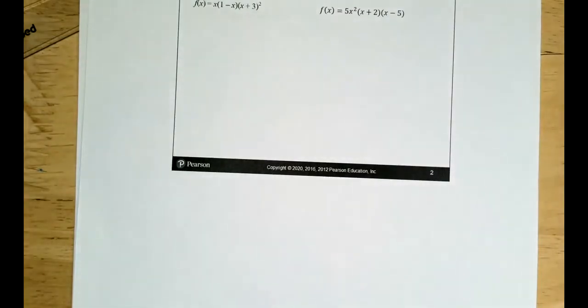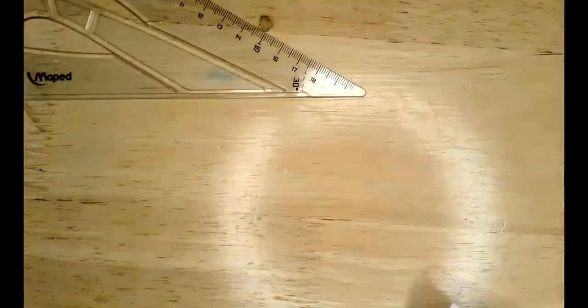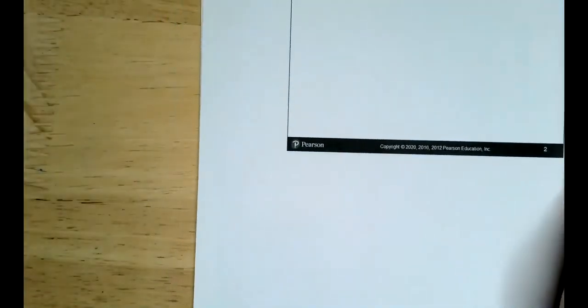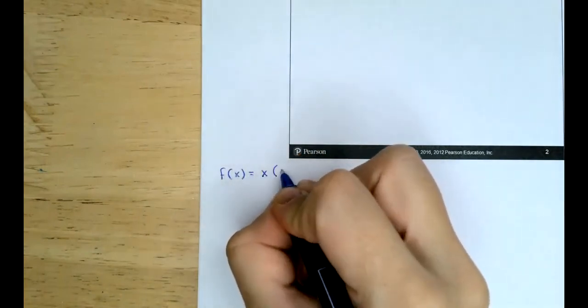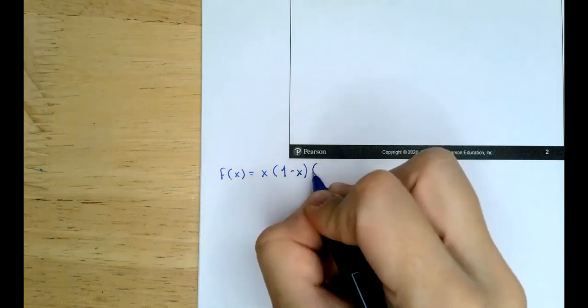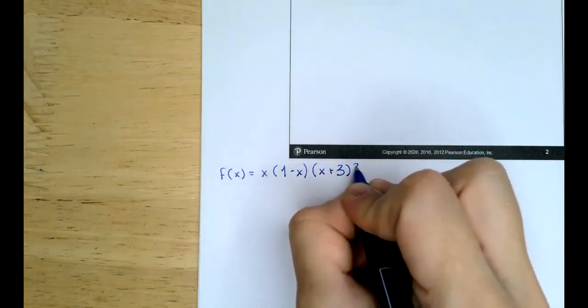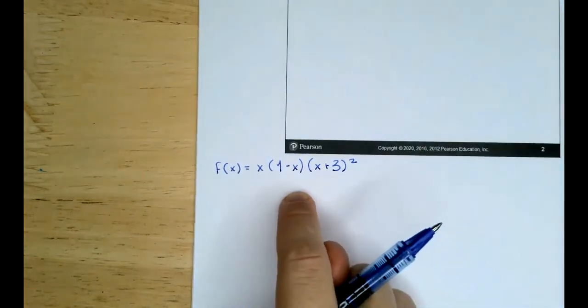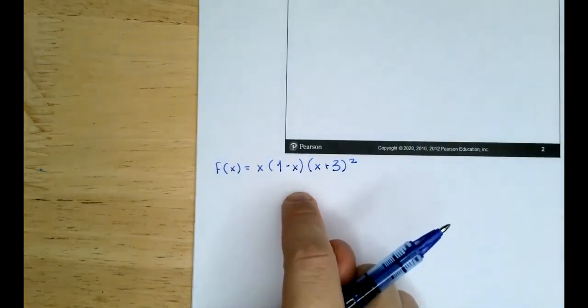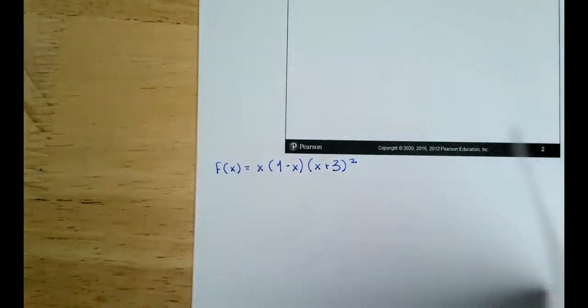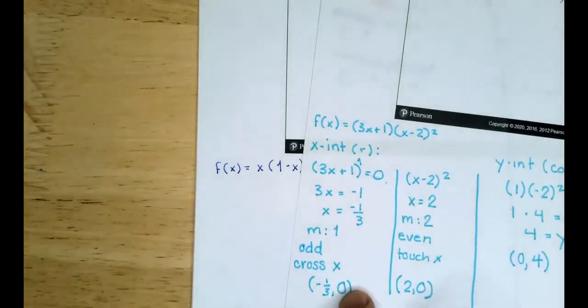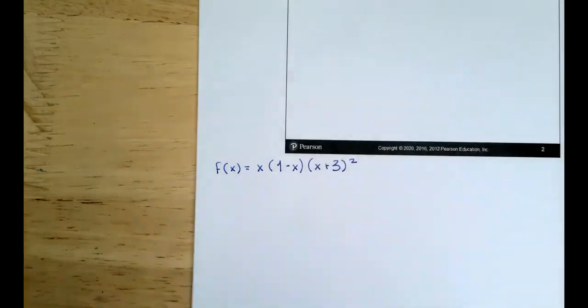So that was example 1. Let's go on to example 2. So example 2, part A, we have f of x is x times 1 minus x times x plus 3 squared. All right, I know this one looks different. If it looks different, you can either set it equal to 0. Setting it equal to 0 was what we did for this one. And then we just solved it and got negative 1/3. Or you can switch it around. Okay, right now, if you would like.